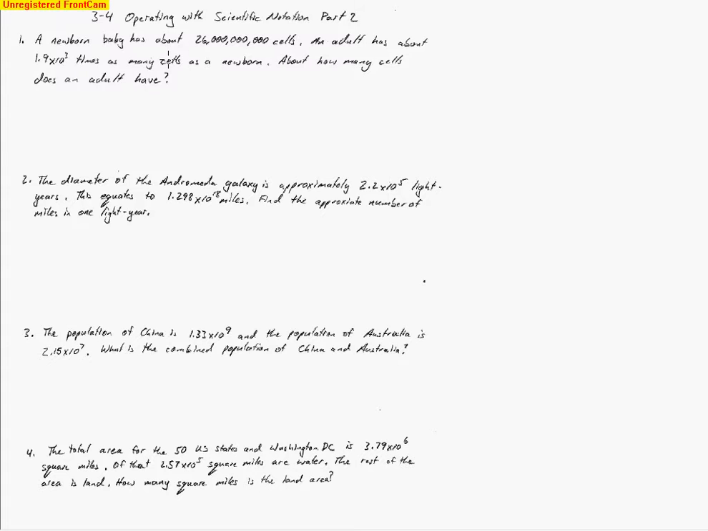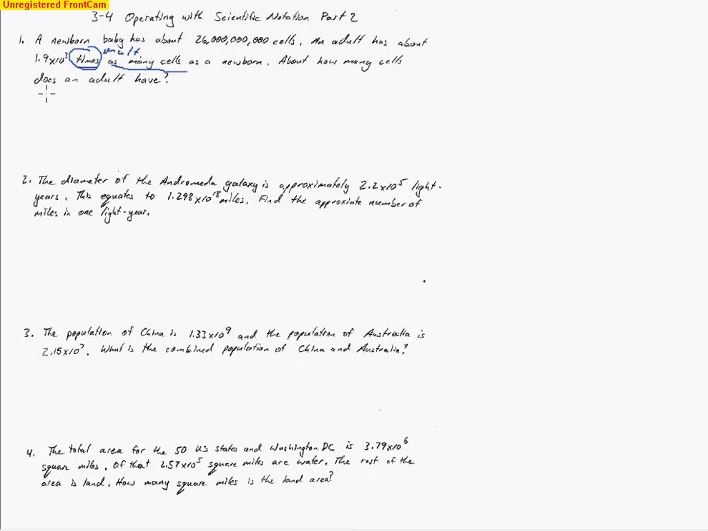It says a newborn baby has about 26 billion cells. We've got three sets of zeros here: 3 here, 3 here, and 3 here, so we're at 26 billion cells. An adult has about 1.9 times 10 to the third times as many cells. That phrase, times as many, tells us right away I'm going to end up multiplying. So what we're going to do is this.